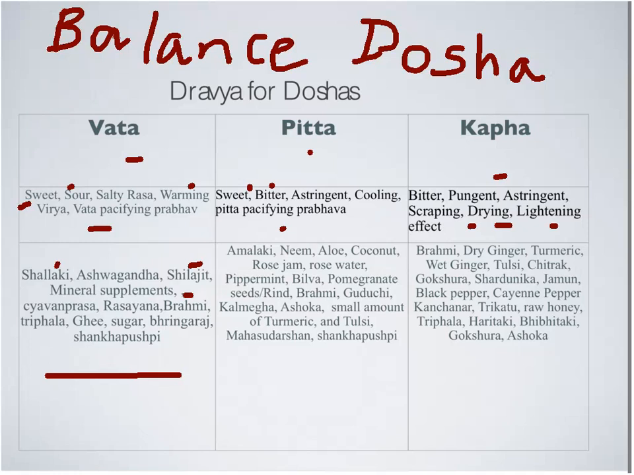So Shilajit mineral supplements could be iodine, manganese, potassium, sodium. All of these mineral supplements are good for Vata. So they are all considered really salty rasa. So I've added some rasayanas.